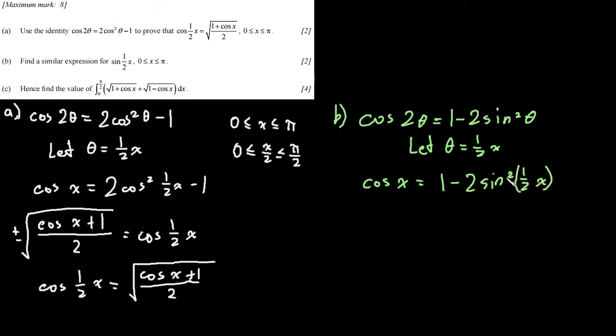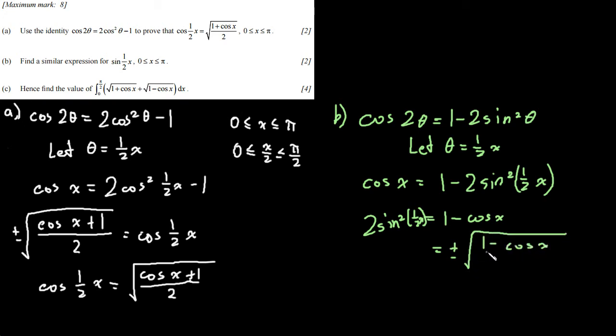And now we need to solve for sine of half of x. And so I'll move the cos on the other side, and the 2 sine squared on the other side. And now I can divide by 2 and take the square root of both sides. So I divide by 2 and then I take the square root of both sides, and I should get sine of 1/2 x, sorry.